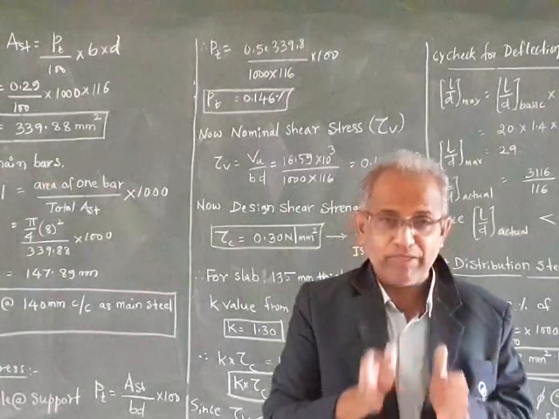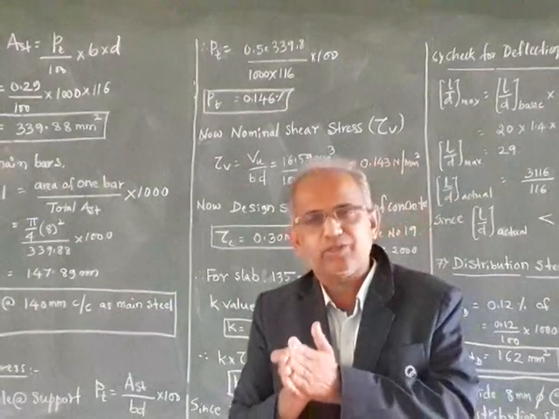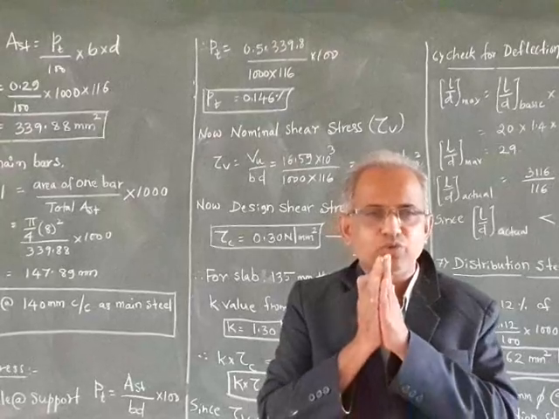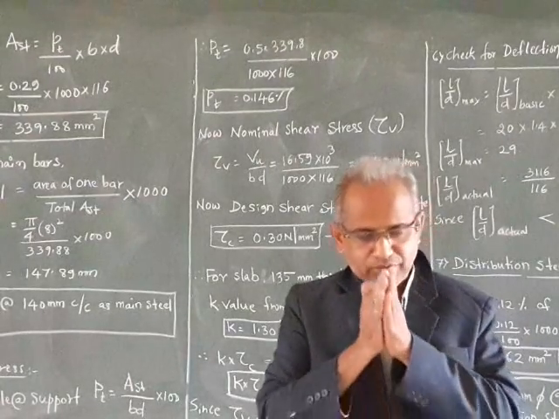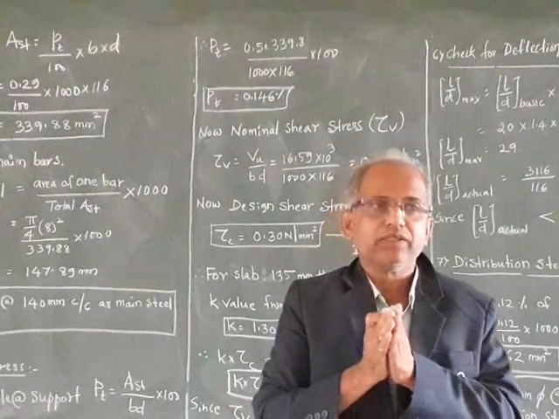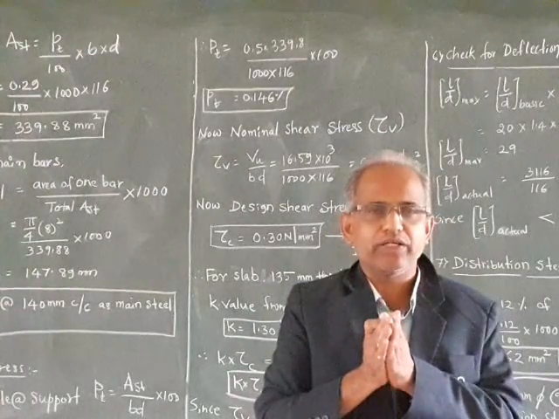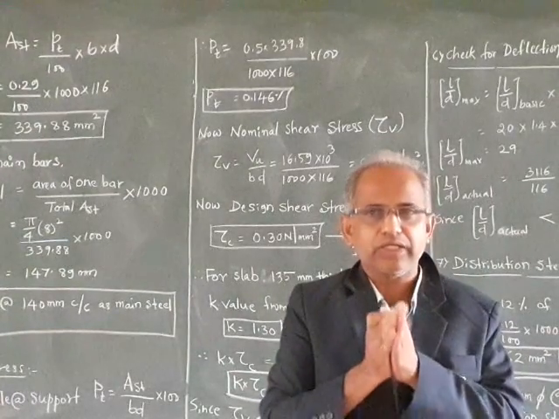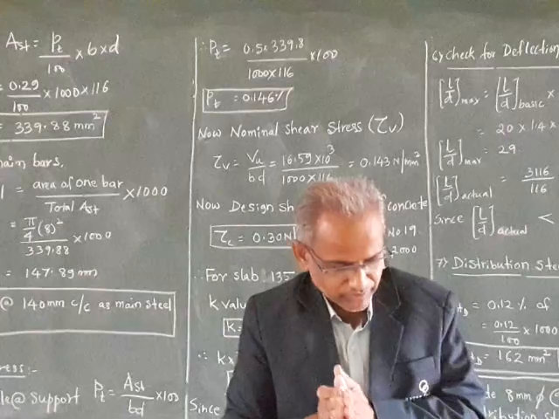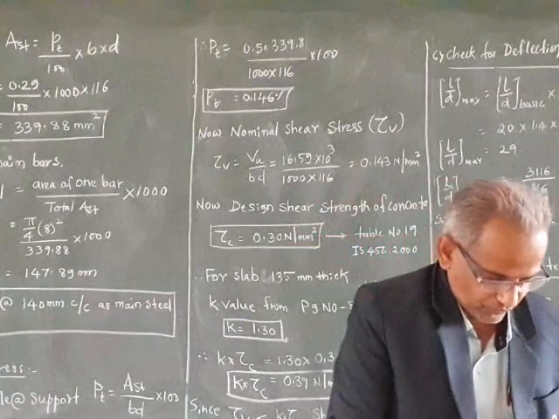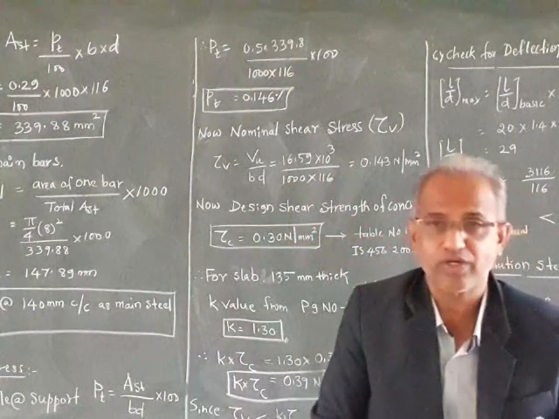So design of beam as well as design of one-way slab is almost the same. There is not much difference. Only thing, wherever the B is there, you have to take here 1 meter or 1000 mm. So hope you have understood this problem. If any doubts, feel free to ask me.